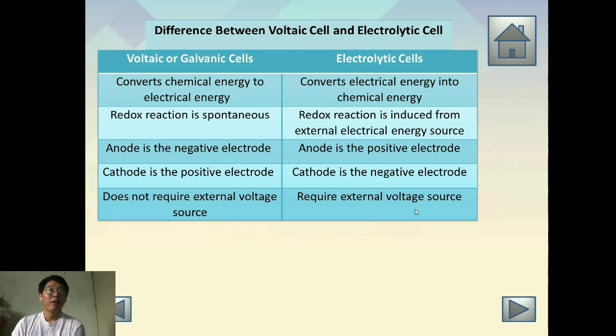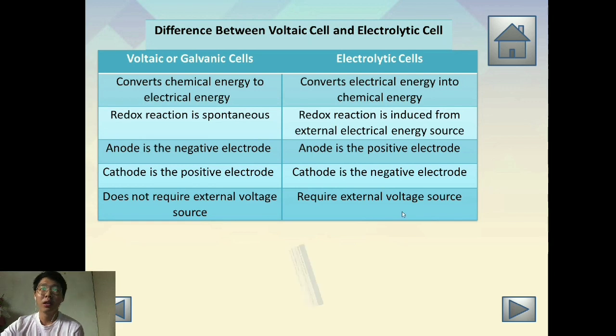For the voltaic cell, the reaction is spontaneous, and for the electrolytic cell, the reaction is induced from an external electrical energy source. Hence, it requires an external voltage source. At the voltaic cell, the anode is negative and the cathode is positive. But at the electrolytic cell, the anode is positive and the cathode is negative. The voltaic cell does not require any external voltage source. The electrolytic cell requires an external voltage source.